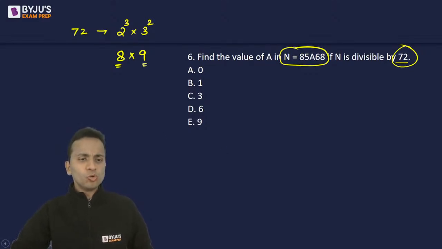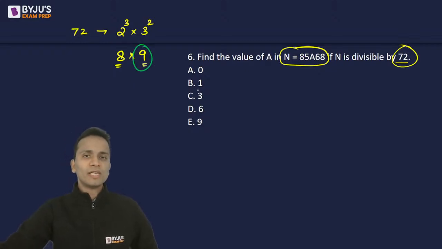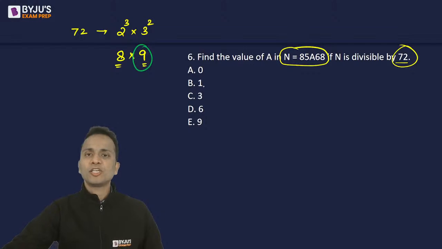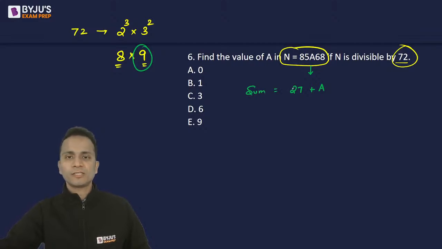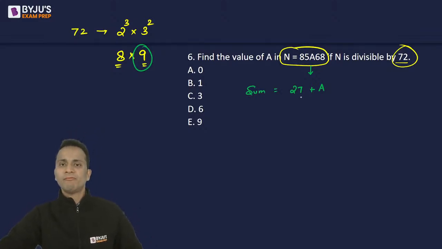Now, out of these two rules, the easier rule is for 9. 9 का rule क्या होता है? Sum of the digits should be divisible by 9. So let's calculate the sum of the digits. 8 plus 5 is 13. 13 plus 6 is 19. 19 and 8 is 27 plus A. So this is the sum of the digits. All right, 27 plus A.